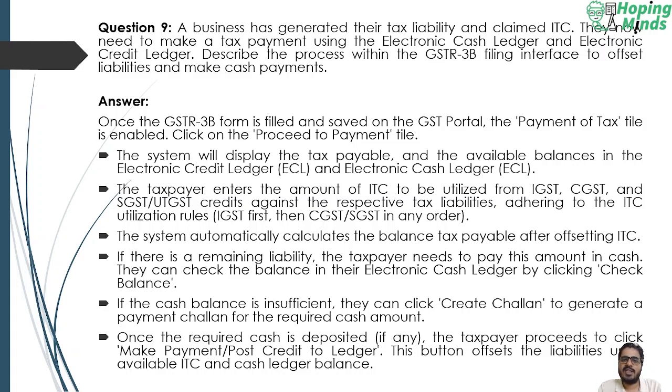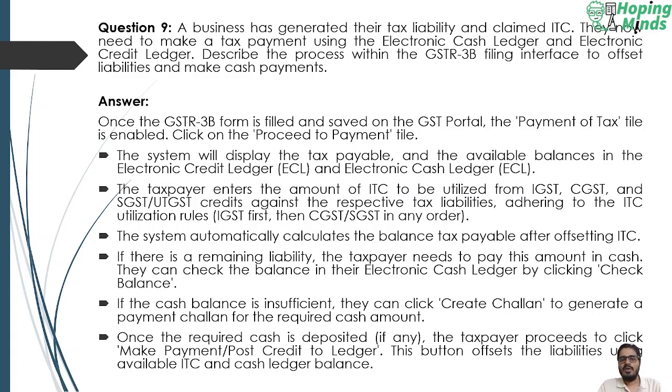Once the GSTR 3B form is filled and saved on the GST portal, the payment of tax tile is enabled. Click on the proceed to payment tile. Then the system will display the tax payable and the available balances in the electronic credit ledger and the electronic cash ledger. The taxpayer enters the amount of input tax credit to be utilized from the IGST, CGST and SGST or UTGST credits against the respective tax liabilities by adhering to the input tax credit utilization rules. IGST first, then CGST and SGST in any order.